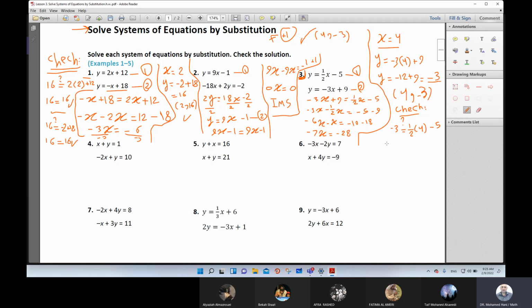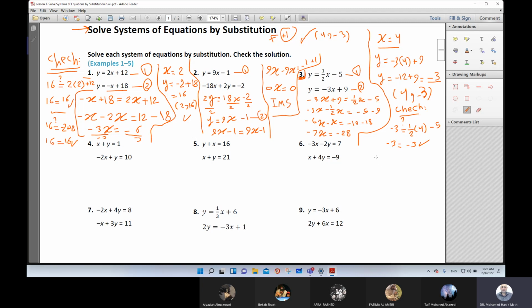So in the first side here we have negative 3. Is it equal? 4 times 1, 4. 4 divided by 2, 2. 2 minus 5 will be negative 3. So yes, negative 3 equal negative 3. So the common solution here is true for the first equation.